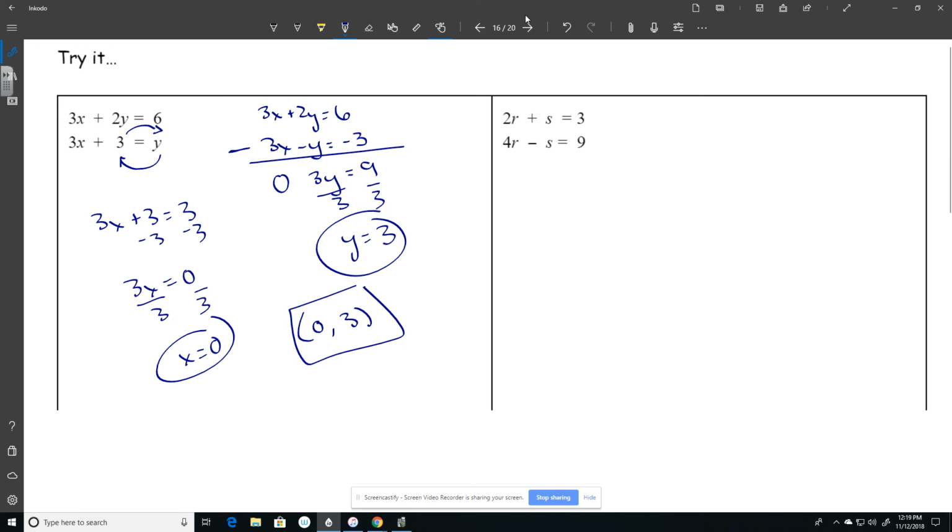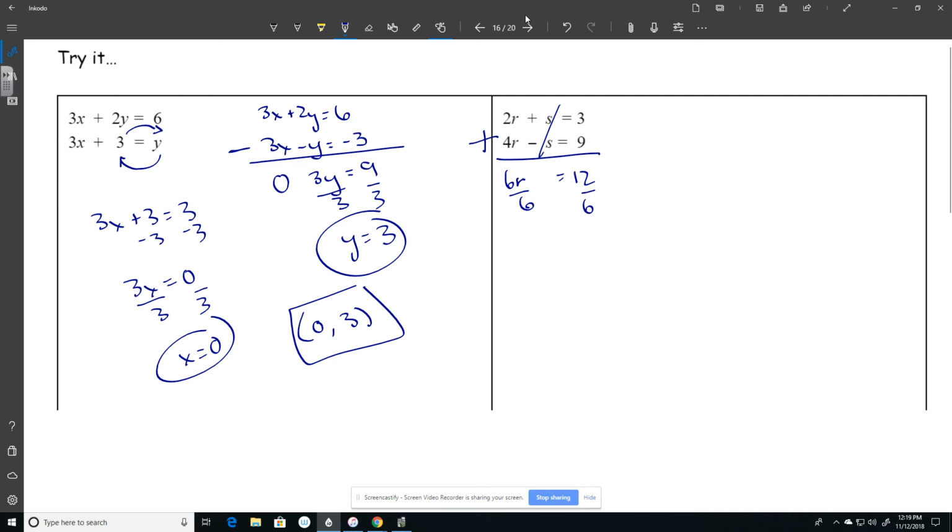All right, so I have 2 r's and 4 r's. Those don't quite match up. But in this one, I have 1s and negative 1s. So that's a great combination, and I'm going to add these two together. 2 plus 4 is 6 r's. 1s plus negative 1s makes my s's go away. And then 3 plus 9 is 12.